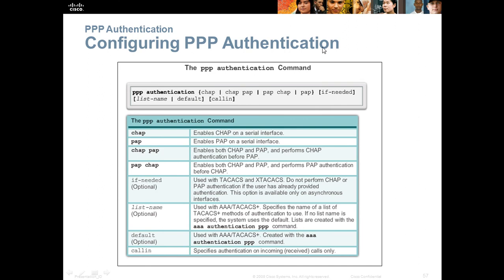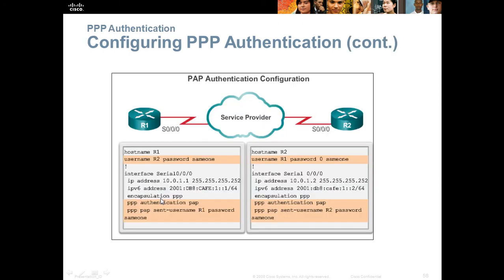Configuring the PPP authentication command. The basic command is ppp authentication with a variety of options. We can use simple CHAP, CHAP with PAP, PAP with CHAP, or PAP. CHAP enables CHAP on a serial interface and PAP enables PAP on the serial interface. CHAP and PAP can both be used together, performing CHAP authentication before PAP. Similarly, with the PAP and CHAP combination, this enables both and performs PAP authentication first, before CHAP. And then we have some additional optional options.